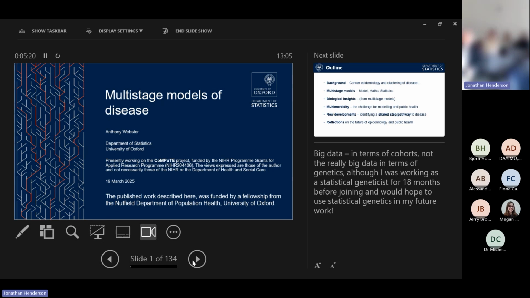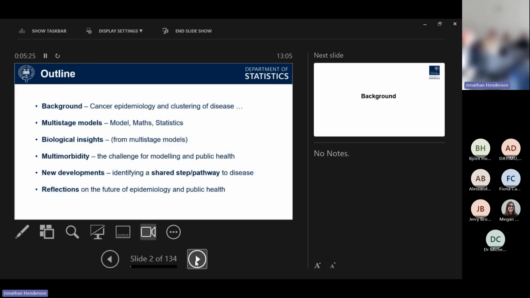Just to give you an outline. I'll give first of all a bit of background, how I came to start working on this topic, which was my first post as an epidemiologist, working in the cancer epidemiology department. I'll then describe multistage models, what they are, the mathematics behind them, and explain some of the biological insights that one can gain from modeling data in that way.